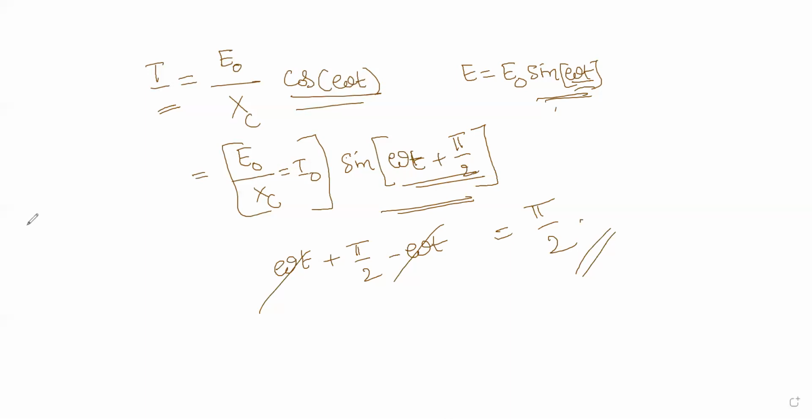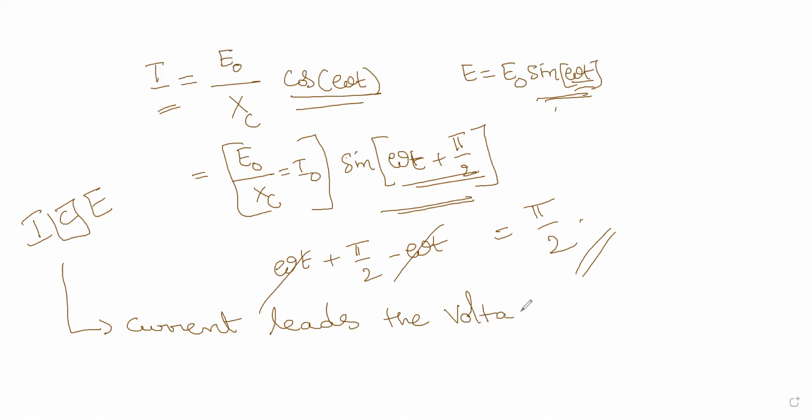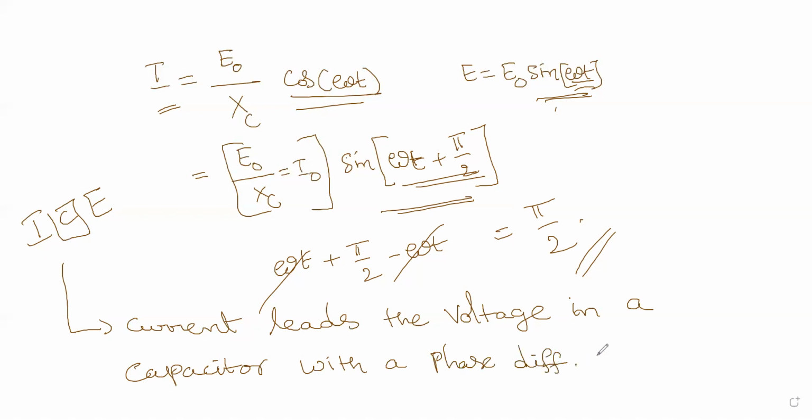And so what is this? I told you, ELI the ICE man: the current leads the voltage in the capacitor by a phase difference of pi by 2. So what does it mean? Current leads the voltage in a capacitor with a phase difference of pi by 2. This is the thing which you have to keep in mind.